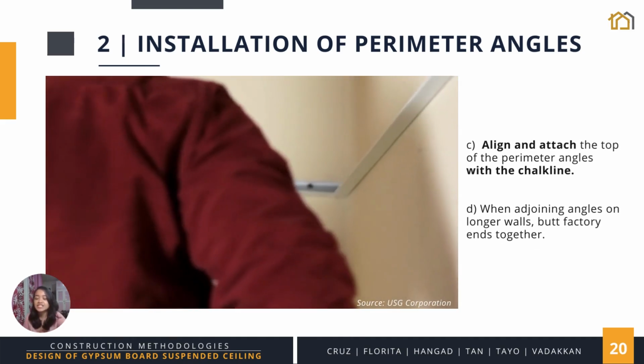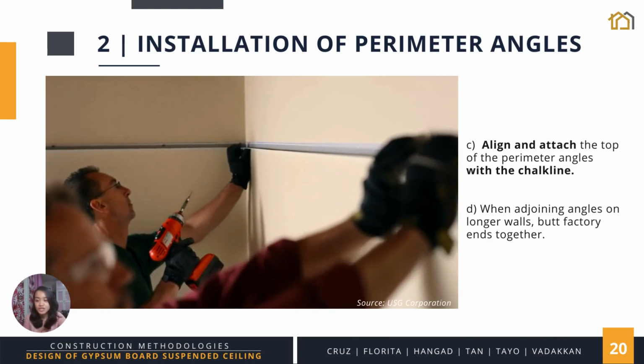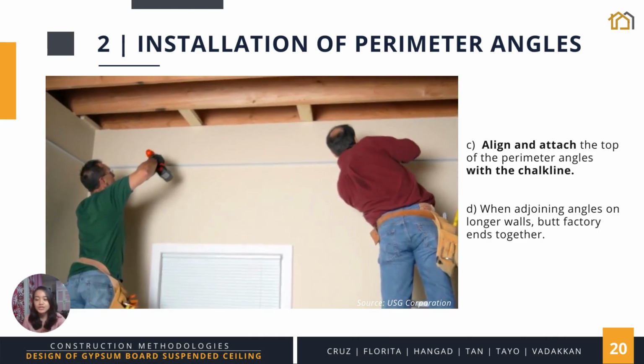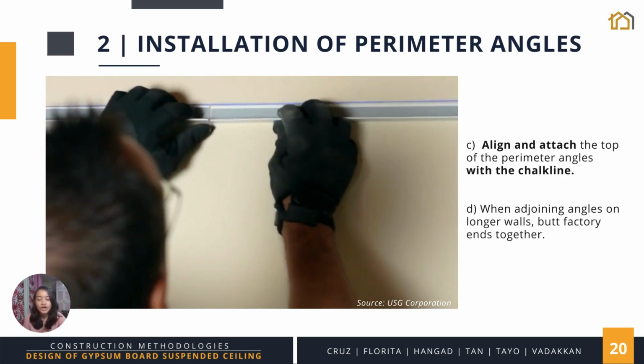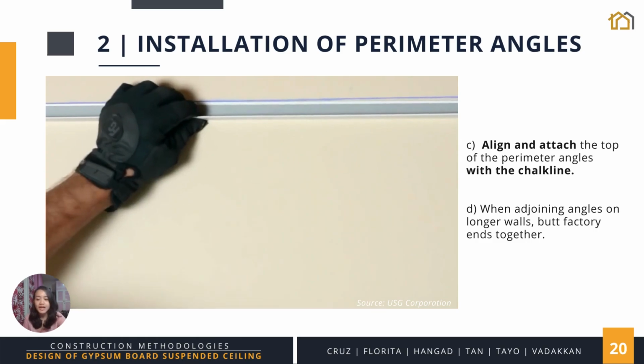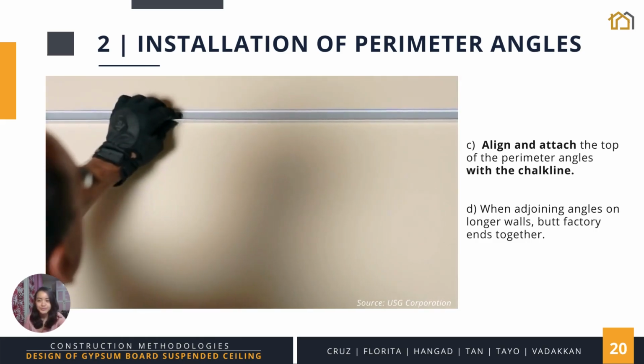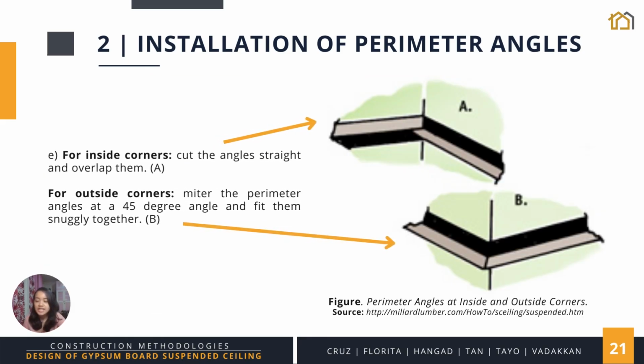Next, align and attach the top of the perimeter angles with the chalk line. Place screws every 2 feet or closer. When adjoining angles on longer walls, be sure to butt factory ends together. For inside corners, cut the angles straight and overlap them as illustrated in the top figure. For outside corners, refer to the figure below. Miter the perimeter angles at a 45-degree angle and fit them snugly together.